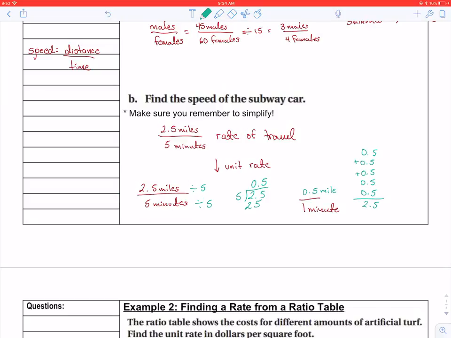So as you can see, they are the same rate, they're still the same speed, but they're spoken of differently. And the one that makes more sense to us, the one that we want, is the unit rate. We want to say that the subway car is traveling half a mile every minute. It sounds a little bit more comfortable than saying that the subway car is traveling 2.5 miles every 5 minutes, which is still true, but just doesn't sound the same as having a unit rate.